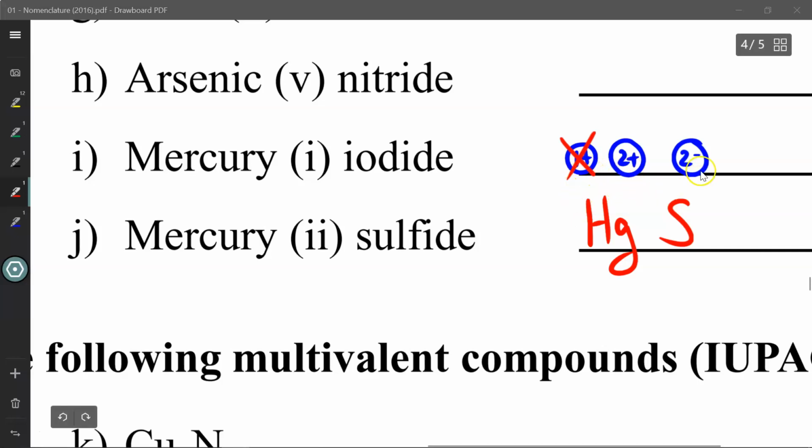Now that I have a 2 plus and a 2 minus, they add up to 0. So everything is 0 summed. I don't need to put any subscripts here. I'm going to erase my rough work at the top. And the chemical formula for mercury 2 sulfide is HgS.